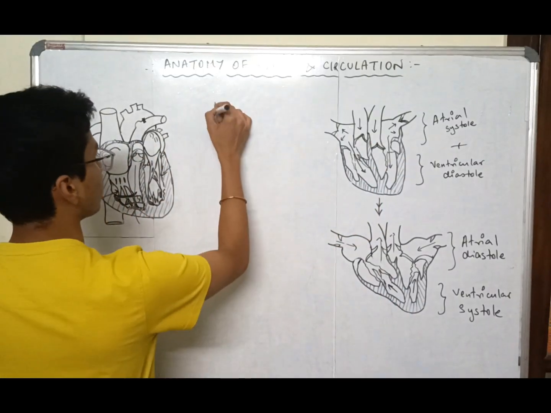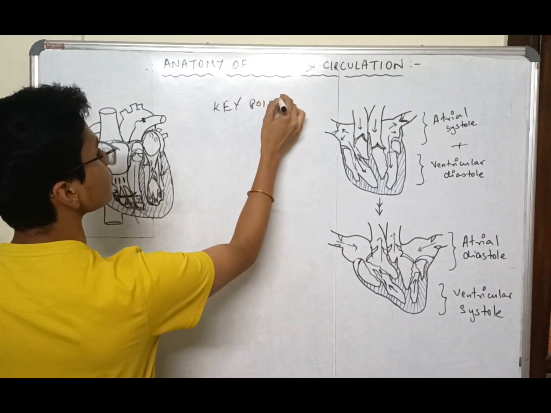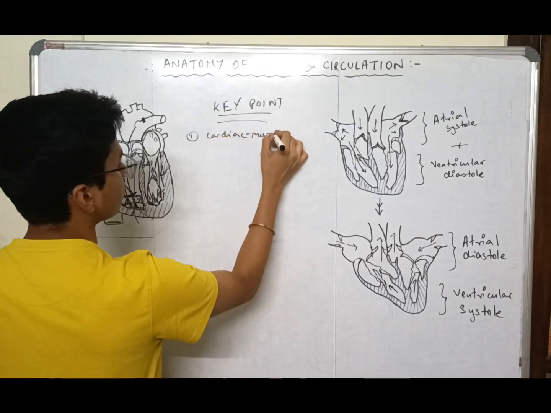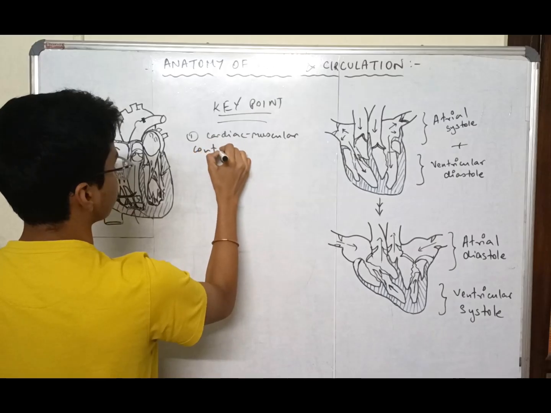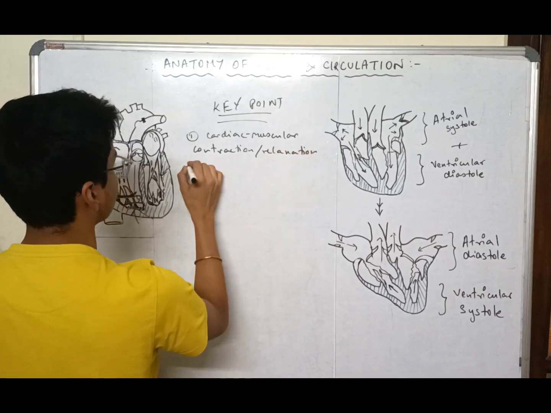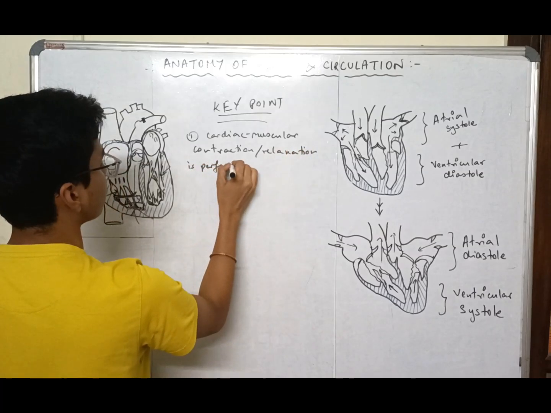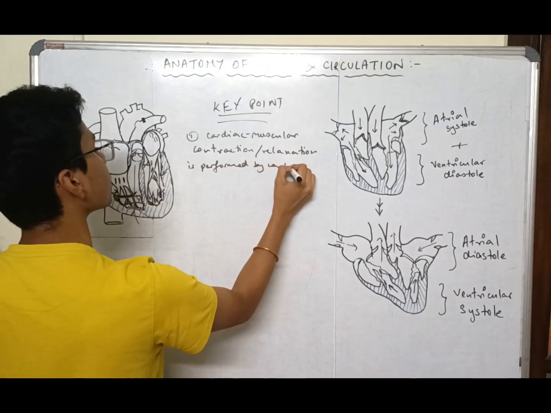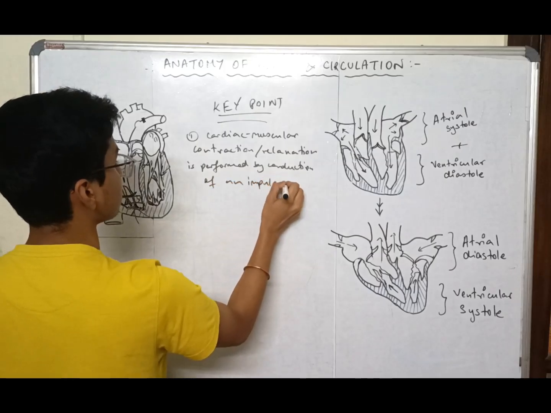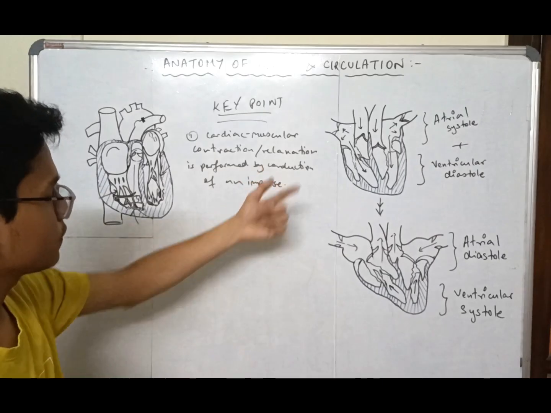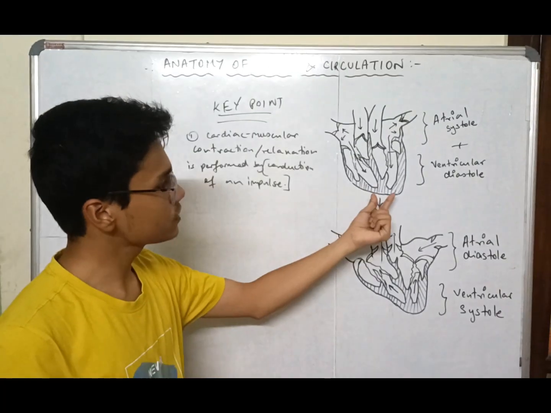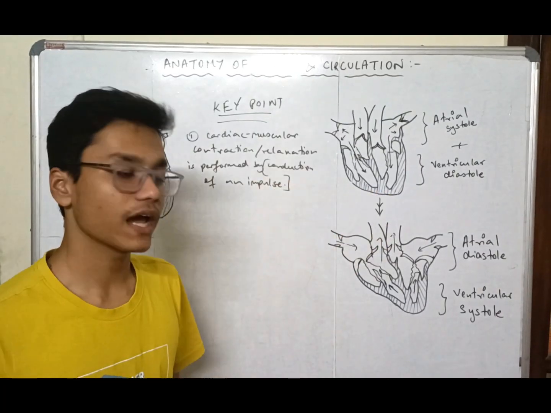Okay. Key point again. Cardiac muscular contraction/relaxation is performed by conduction of an impulse. Extremely important. We will be coming back to the topic of the conduction of an impulse separately, but for now, imagine that it is just beating under the influence of an impulse, as all muscles do.